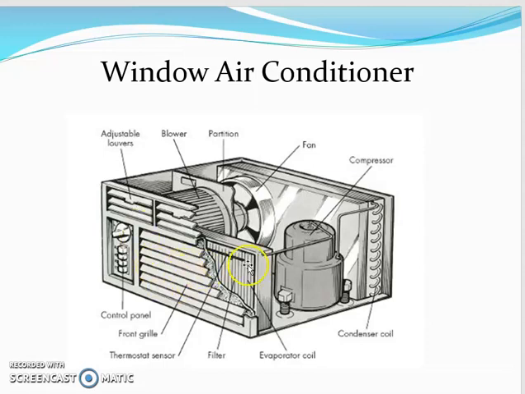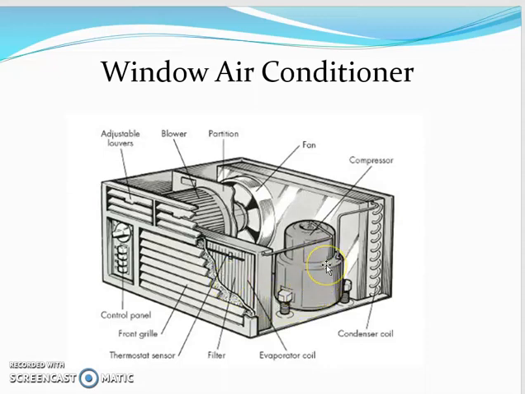Then we have the evaporator or cooling coil. This is the place where heat exchange takes place between the refrigerant in the system and the air in the room. Then we have the evaporator blower, which is used to discharge the cool air to the room. Then we have the control panel or operation panel that is used to control the temperature and speed of the blower fan. Then we have a thermostatic sensor that is used to sense the return air temperature, and another type of thermostatic sensor that is used to monitor the temperature of the coil.